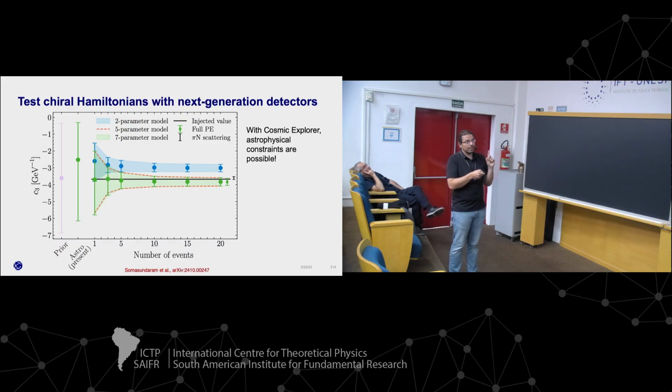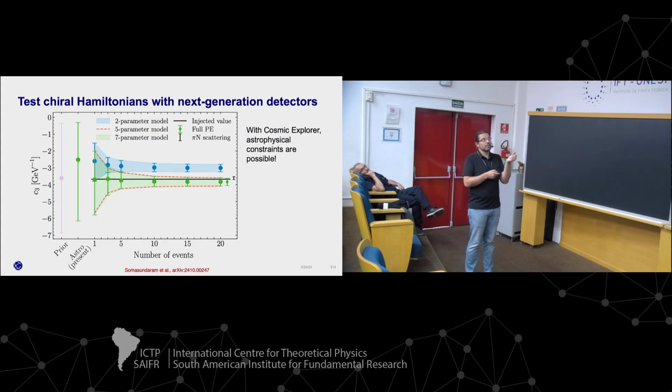And with only 20 events in Cosmic Explorer, we get something, maybe it's still not as precise as the lab experiment on this parameter, but it's comparable in uncertainty, right? It's maybe a factor 2 better. So if we wait maybe 50 more events, we will be compatible to experiment in the determination of a low energy coupling in nuclear Hamiltonian.